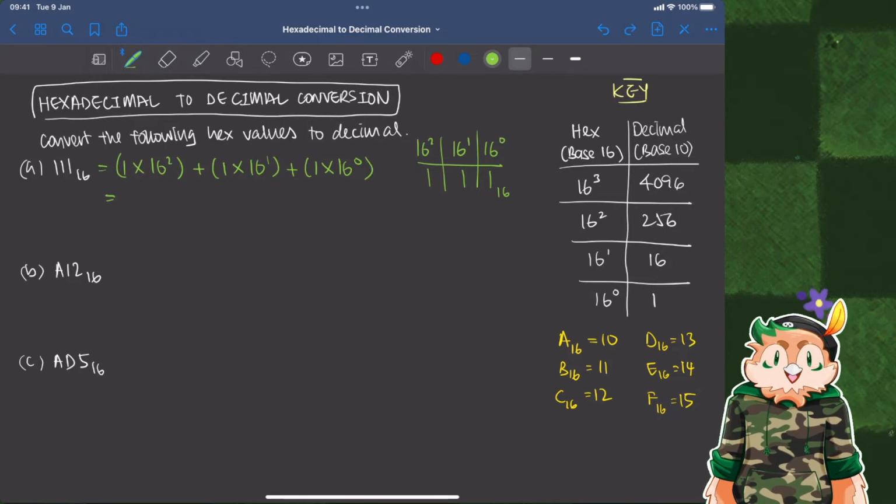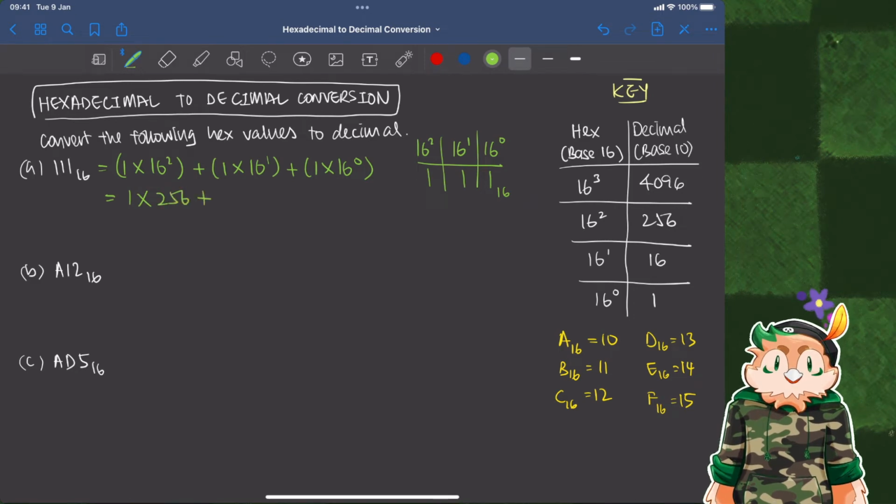16 power 2 is 256. 16 power 1 is 16. Anything to the power of 1 is just the number itself, just a fun fact. And another fun fact, anything to the power of 0, in this case 16 power 0, will always result in 1. So from here, it's a lot more simple arithmetic. Trying to just solve these now.